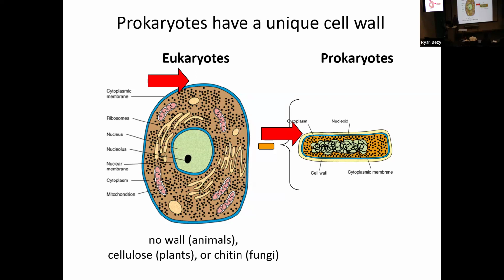The difference is actually that prokaryotes use specific cell walls. Bacterial cells specifically use a substance called peptidoglycan as their cell wall. We're going to talk in detail about what peptidoglycan is and its function and structure. But almost all bacteria have a cell wall made out of peptidoglycan.